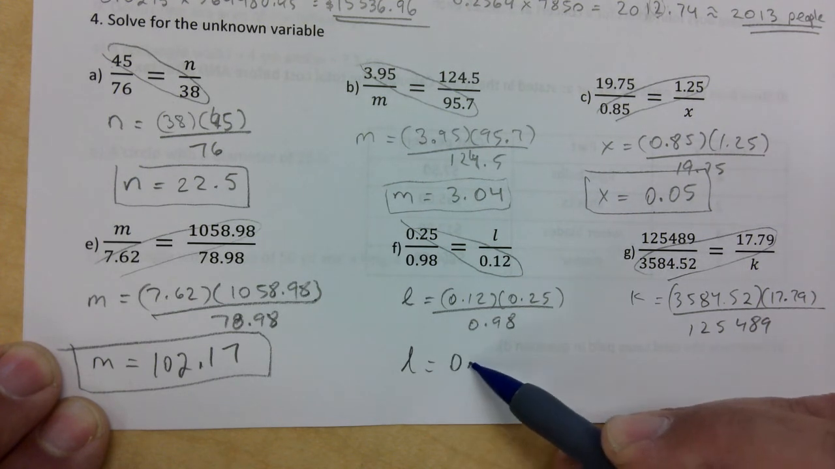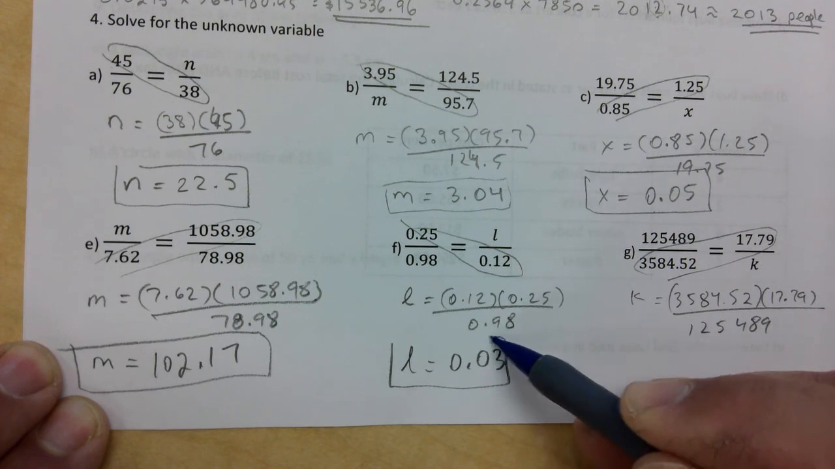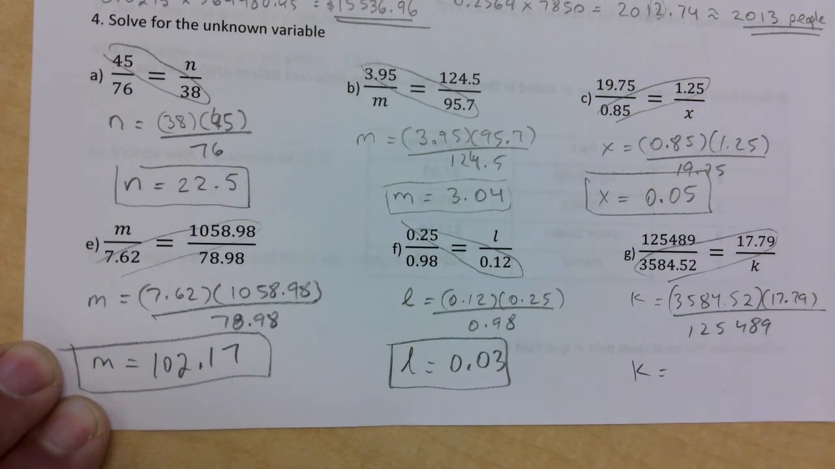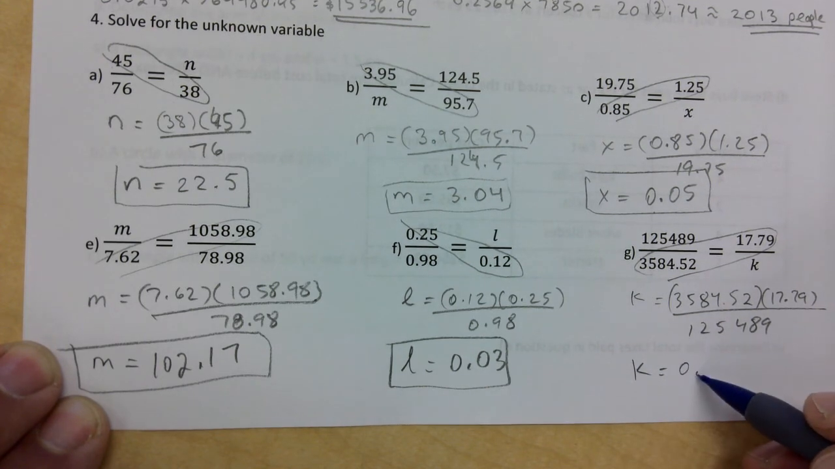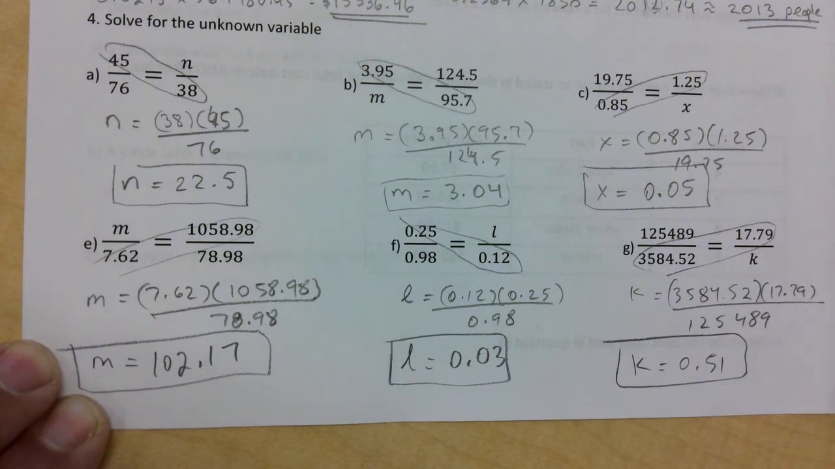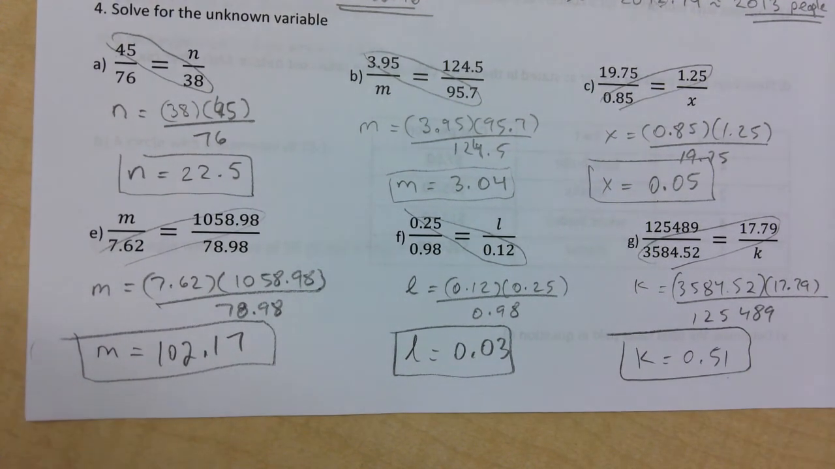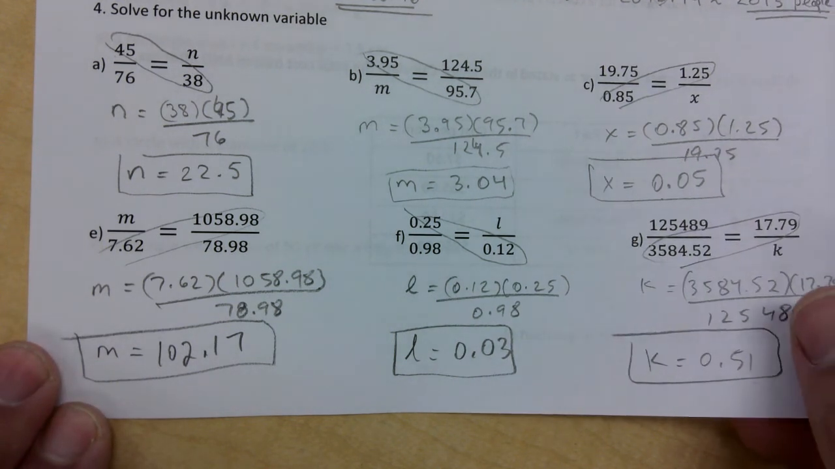This is a small number, 0.03. K is equal to 3584. That's 0.51. Any objections? We're good? So check. I do make mistakes, so let me know if you disagree. Okay.